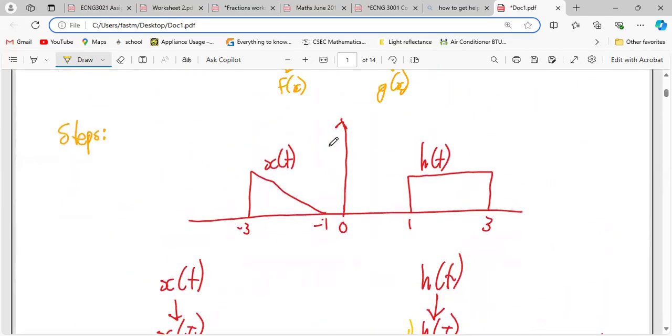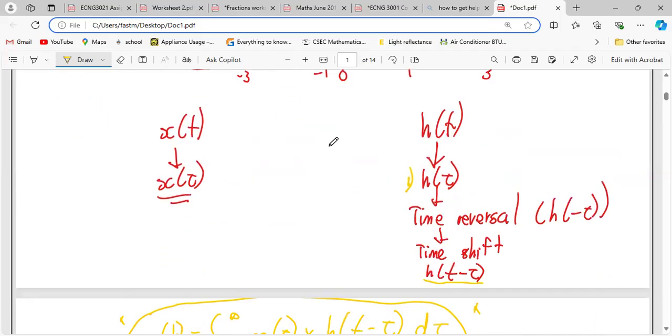What I do remember is that he will give you two functions. You pick x at t and you pick h at t. After you pick those two, with h at t you have to do a time reversal and a time shift to get h at t minus tau. When you have h at t minus tau, that is when you move from minus infinity to positive infinity, overlapping with x at tau. So pick, do your time reversal and time shift, then h at t minus tau is moving, x at tau is fixed at a certain point, and you just overlap them. That is all it is.